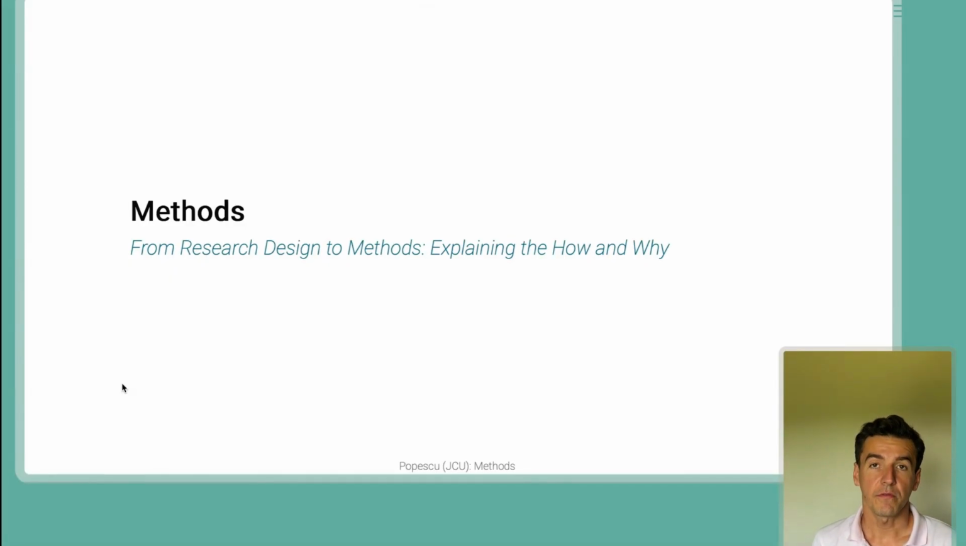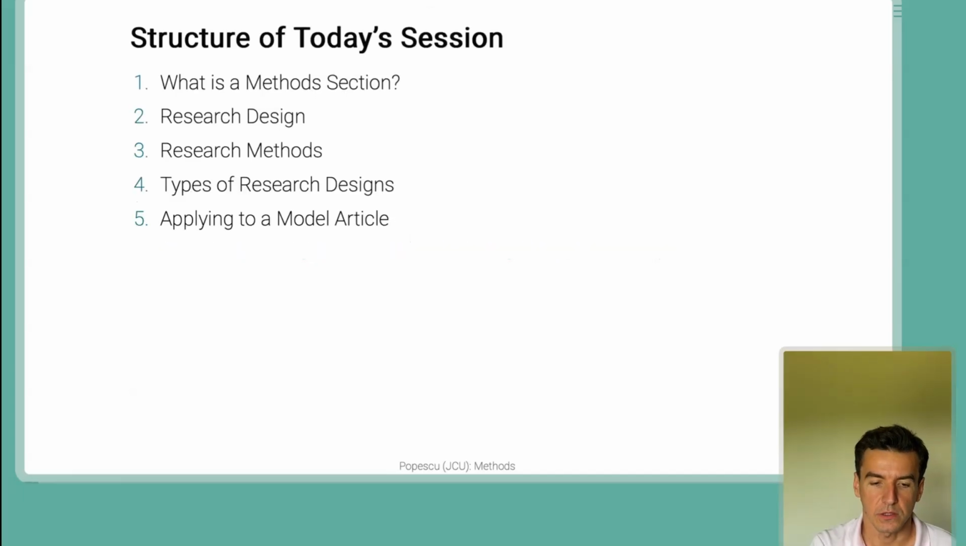Okay, so we're covering today methods. How do we go from research design to methods? And how do we explain that how and why in our article? So I'm going to go briefly over what should be included in the methods section, what is a research design and how that is different from research methods. I'm going to explain the different kinds of research designs that are available out there. And then I'm going to show you how to look at the model article that you've selected and how to identify the methods section and see how the authors are talking about methods.